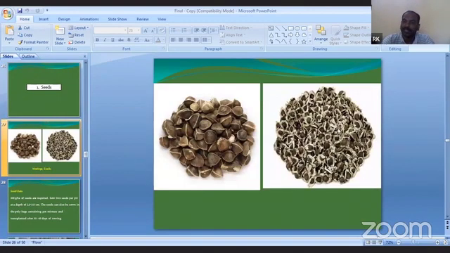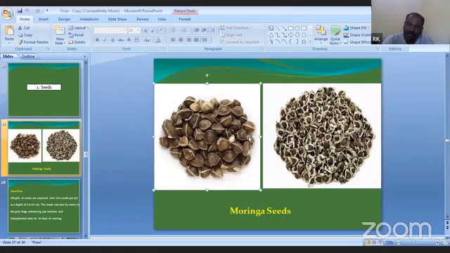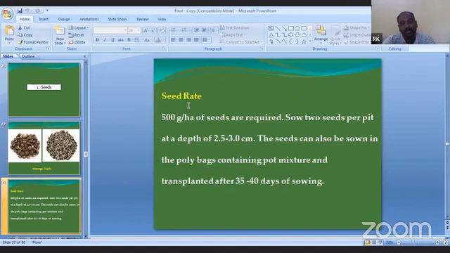You see, these are the Moringa seeds. Suppose we are maintaining for a long time, don't clean. Suppose we are planting and maintaining for only 2 to 3 days, 5 days, or 1 week, then you clean fully. Suppose you are not maintaining, after 1 month don't clean like this. This is not a good way. This way we store it. This is good. Then seed rate.